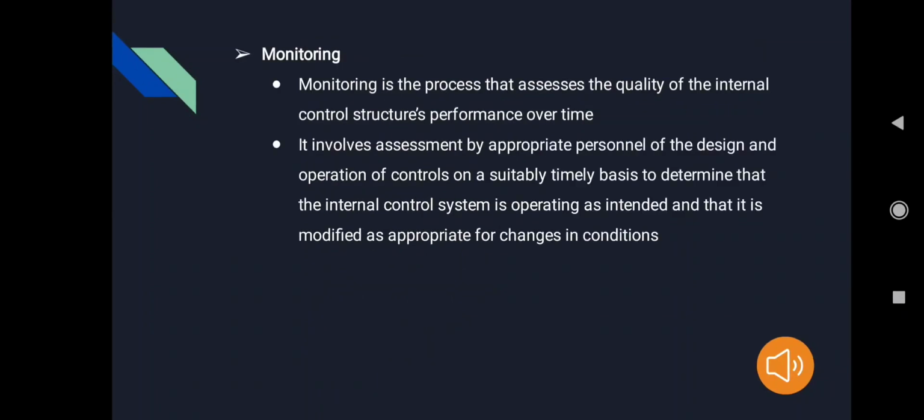And now is monitoring. Monitoring is the process that assesses the quality of the internal control structure's performance over time. It involves assessment by appropriate personnel of the design and operation of controls on a suitably timely basis to determine that the internal control system is operating as intended and that it is modified as appropriate for changes in conditions.